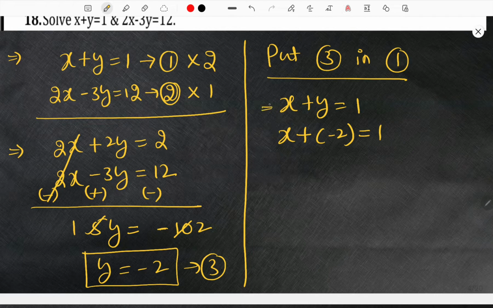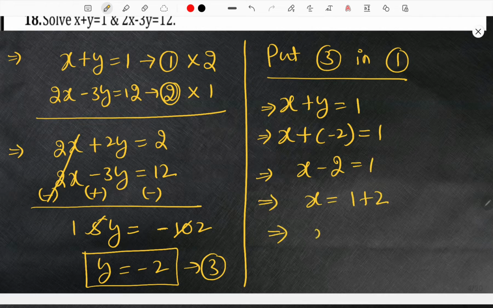Now what it becomes? You can give these arrow marks. So it becomes x minus 2 is equal to 1. Now I will have x is equal to 1 plus 2, then the value of x will be 3. Alright, so 1 mark for finding y and 1 mark for finding x.